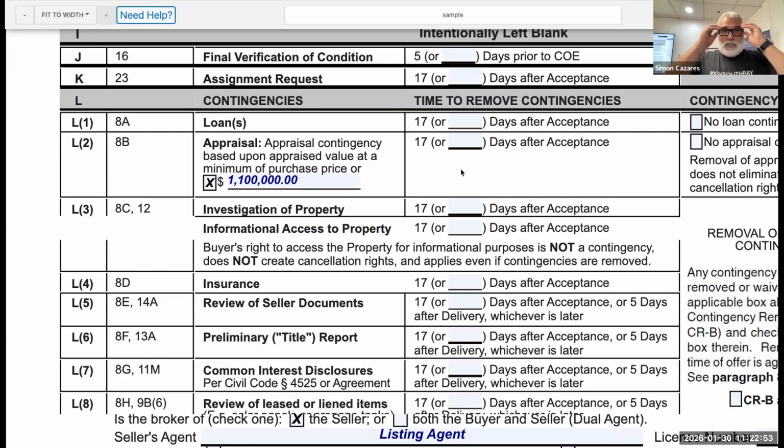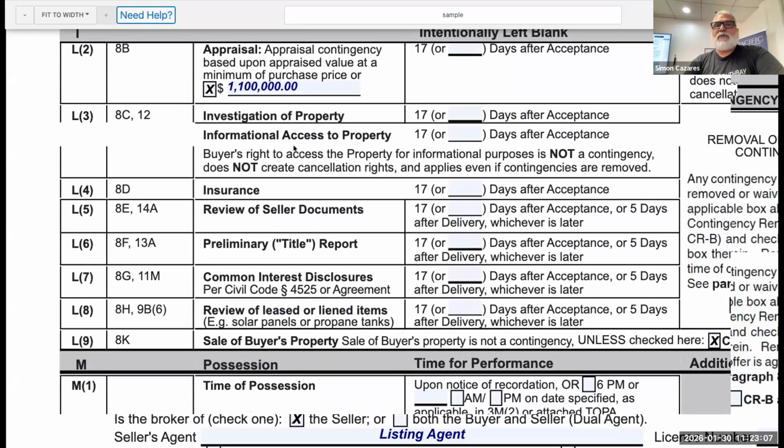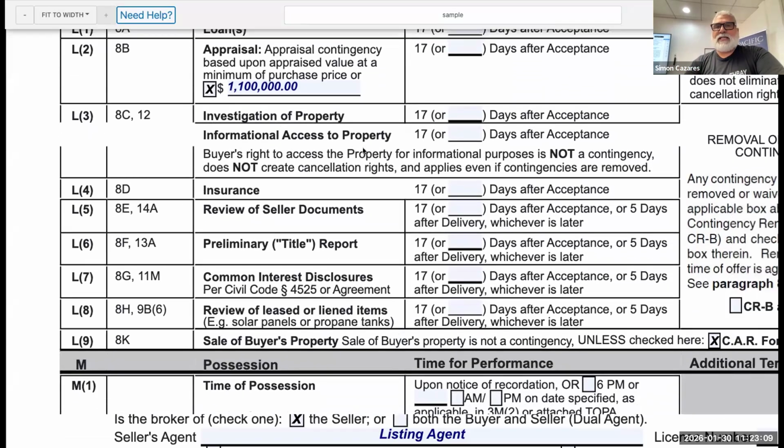Good point. All right, next is the letter L3, which goes into investigation of property. That's where the buyer has their due diligence to do any and all inspections on the property. Information access to the property, 17 days. That means that even though they're releasing certain contingencies, they still have the right to do an inspection of the property.